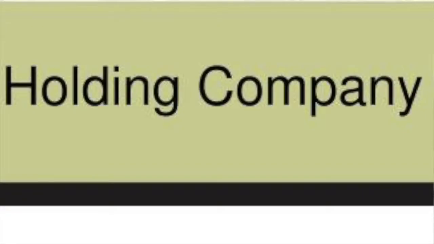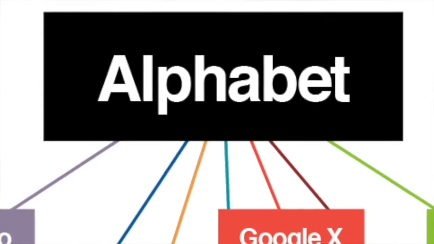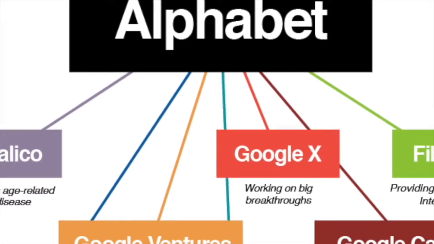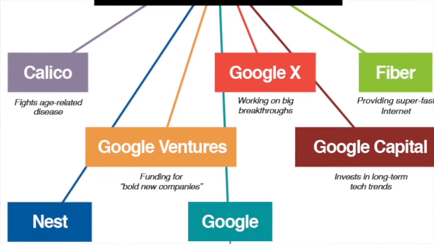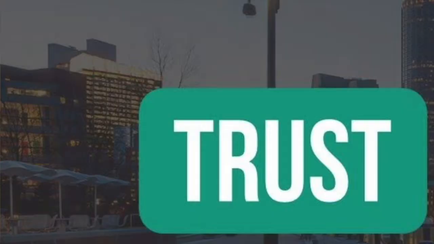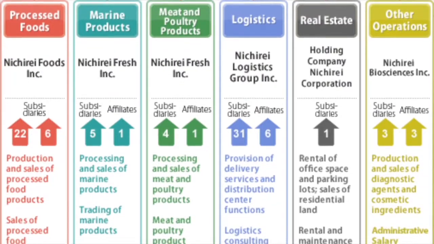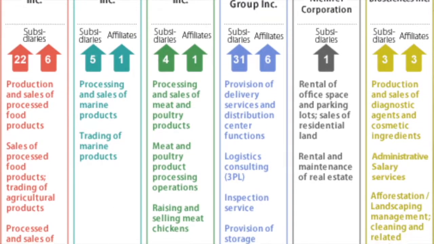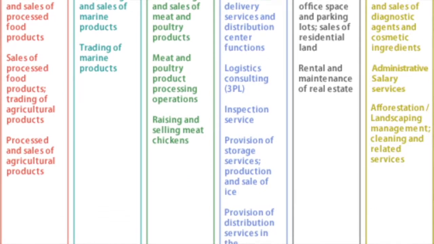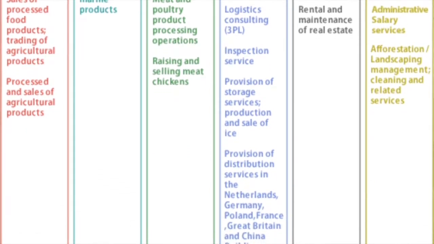Holding company. It is a company that acquires the majority of shares of other companies just to control them. Trust. This is an association of companies to cover all the stages in the manufacture of a product, to control the market, and to eliminate competition.